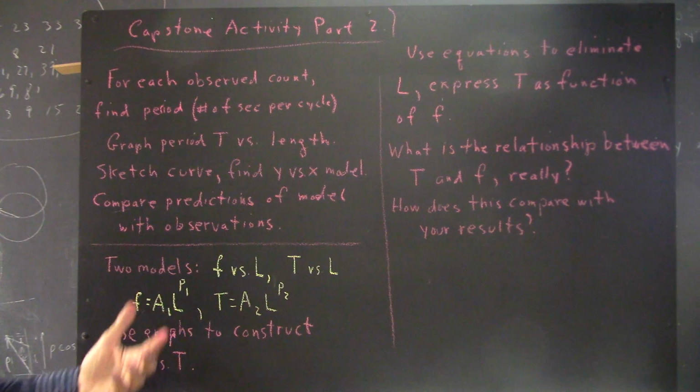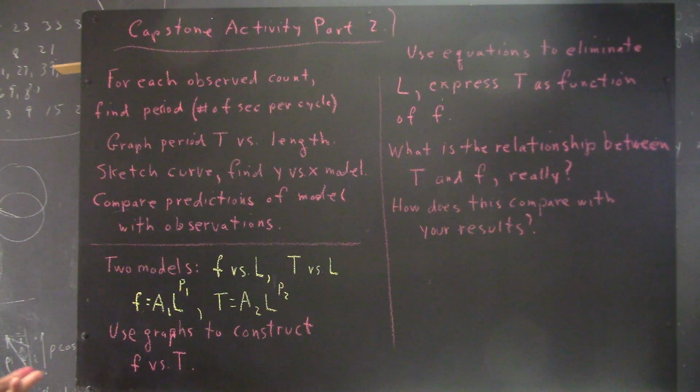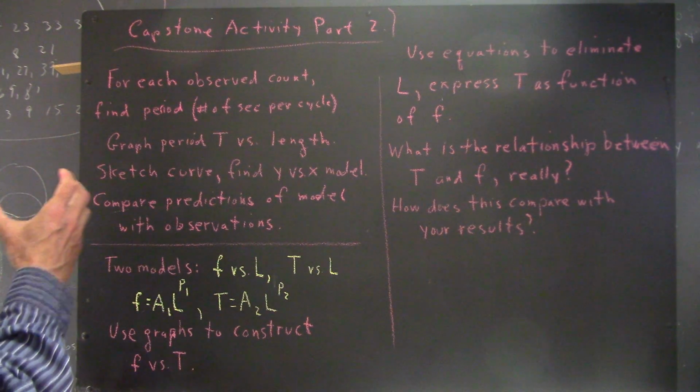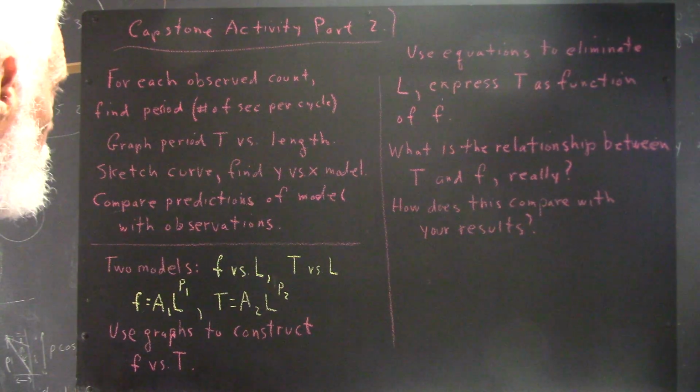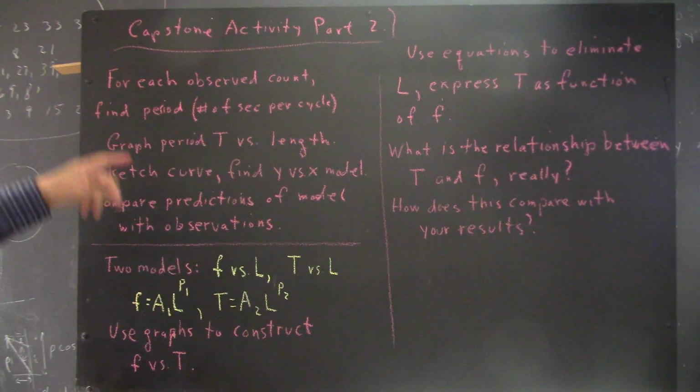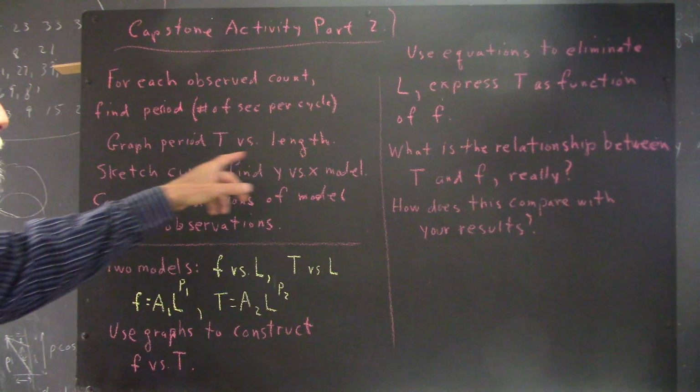Okay, what would the count be for a minute of those cycles? How would you find the time for a cycle if you know the count? Then, graph the period versus the length.